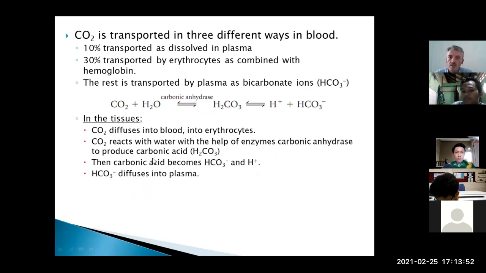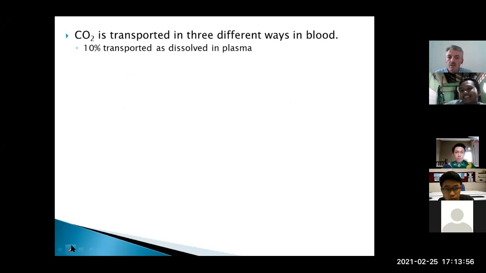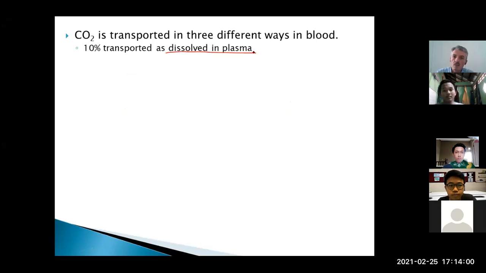For CO2, things are a little bit more complicated. There are three possible ways. 10% is dissolved in plasma, according to our books. In other books, there are different numbers. There is 7%, others. But our new textbook says 10%.